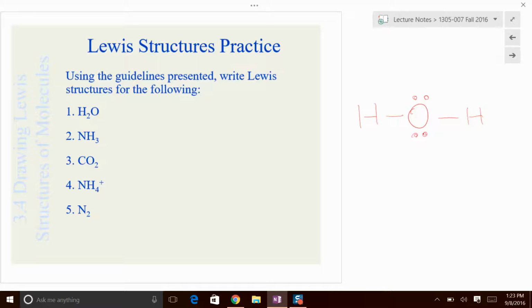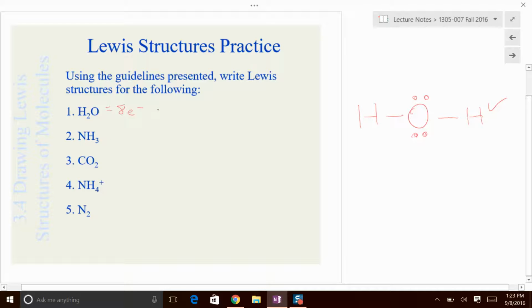How many total electrons? Well, oxygen is 6 plus 2 more for hydrogen. That's 8. So I need 8 electrons here. Okay. How many do I have right now? 8. This is my structure.